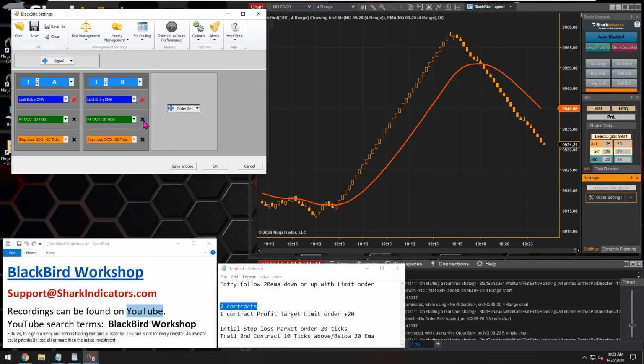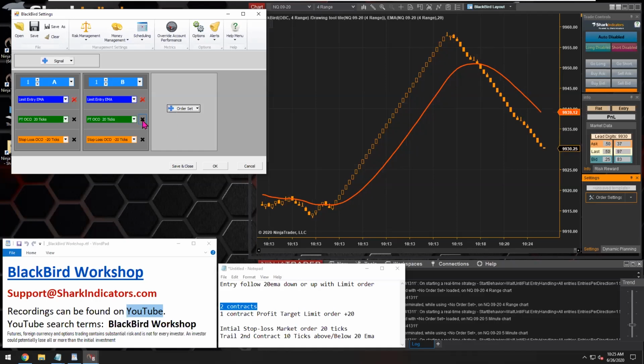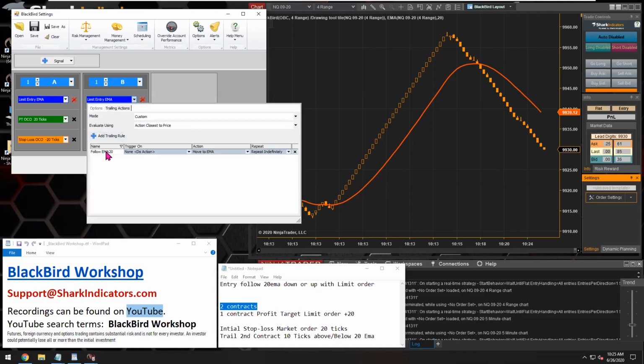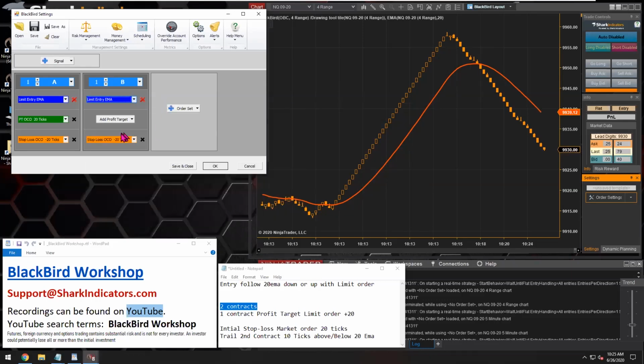For the second one, it doesn't look like there's a profit target. It's just going to be a runner. So we'll delete our profit target. And there we go. As we can see on the trailing actions tab, this entry order is going to follow the EMA20, so it already has all the trailing rules copied over for us.